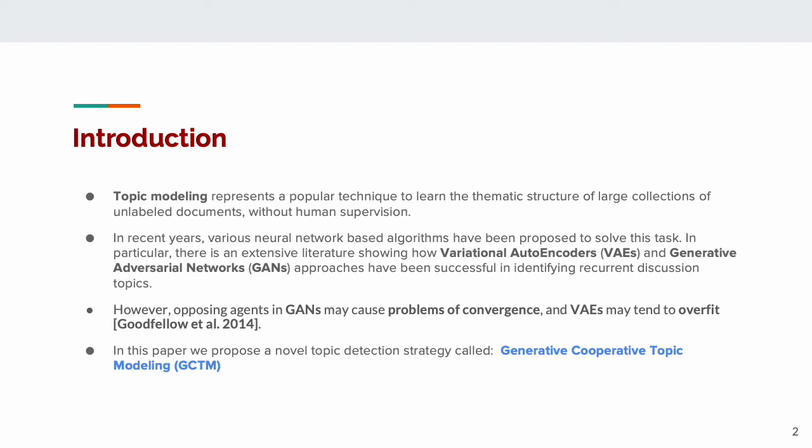Indeed, opposing agents in GAN could cause problems of convergence, while, on the other side, autoencoders could overfit on the training data. In this paper, we propose a novel topic detection strategy called Generative Cooperative Topic Modeling, GCTM.